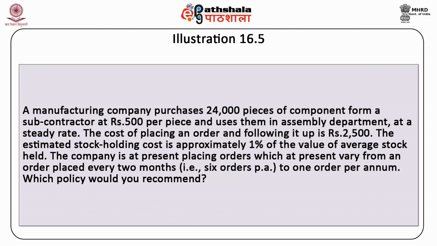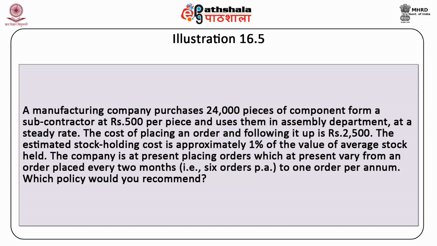A manufacturing company purchases 24,000 pieces of component from a subcontractor at rupees 500 per piece and uses them in the assembly department at a steady rate. The cost of placing an order and following it up is rupees 2500. The estimated stock holding cost is approximately 1% of the value of average stock held.